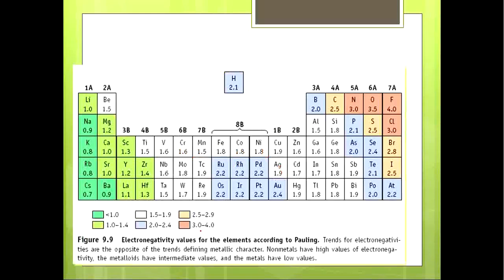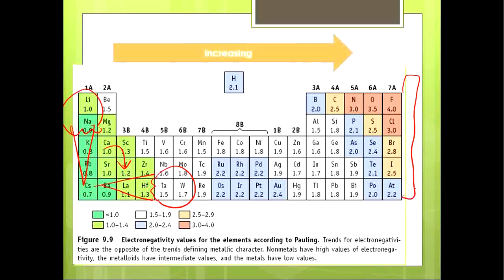So if you take a look at this chart, you can see that the values decrease as you go down, so you can actually draw the ice cream cone for this as well. And as you go across, the general trend is that it increases across, so you can draw the ice cream cone that fell over to the right. And if you take a look here, what's missing from here? What family is missing? It's the noble gases that are missing, right?